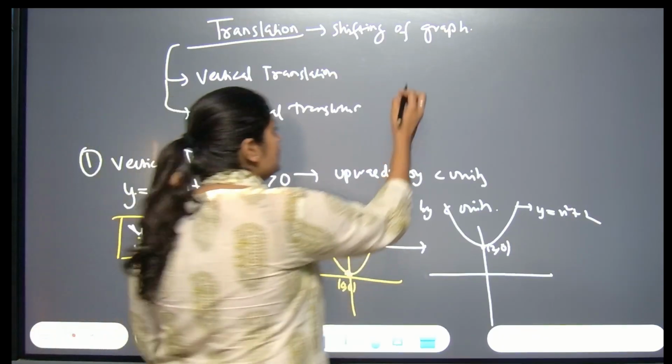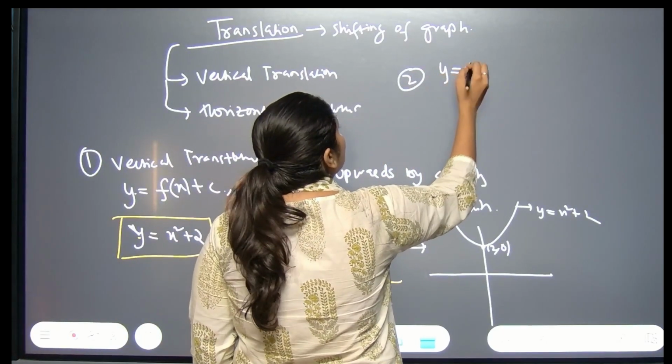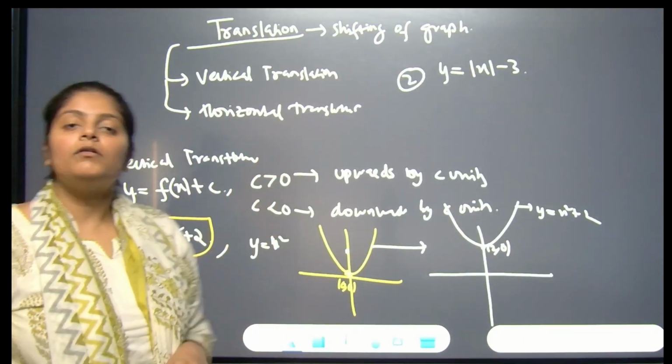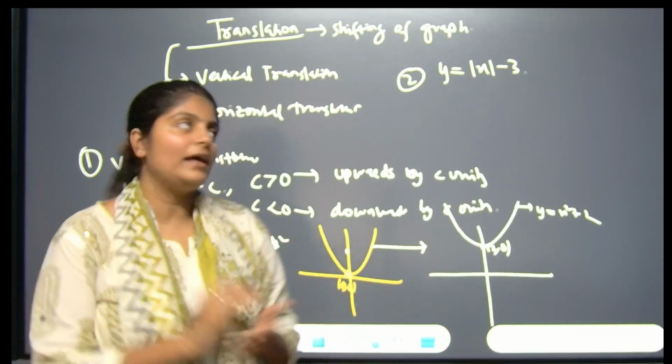I will take one more example, y equals mod x minus 3. What would the graph of y equals mod x minus 3 look like? Right?